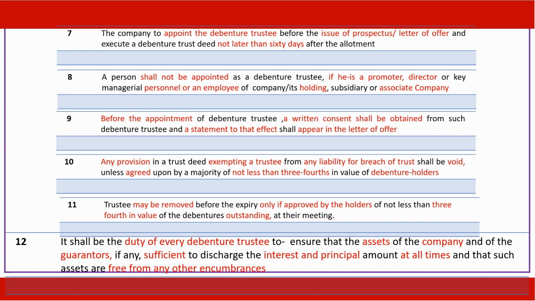Debenture trustee has got two main duties. One, to ensure that the assets of the company and of the guarantors, if any, are sufficient to discharge the interest and principal amount at all times, and second, that such assets are free from any other encumbrances.